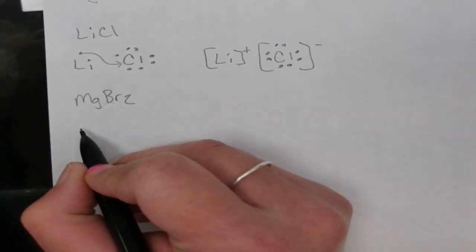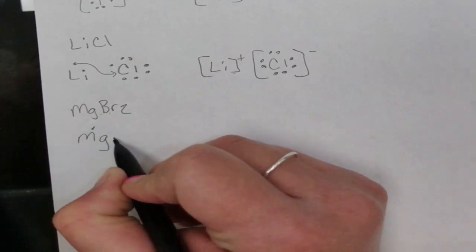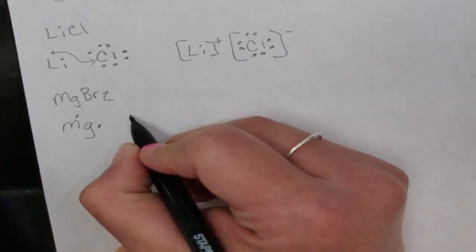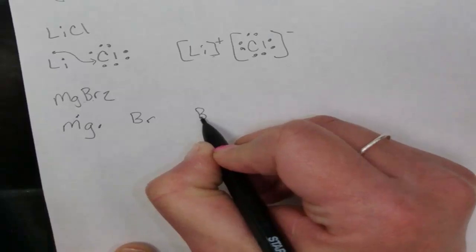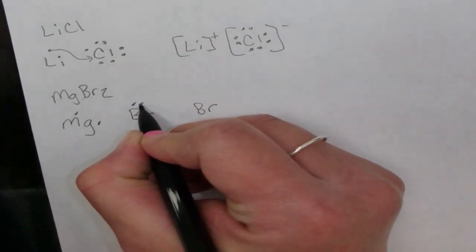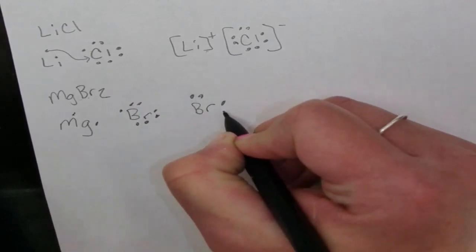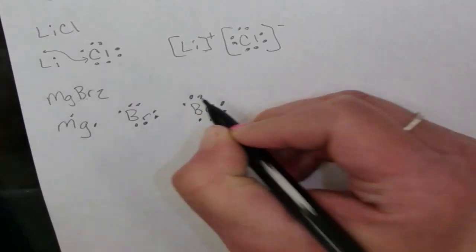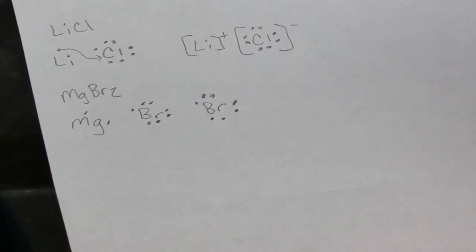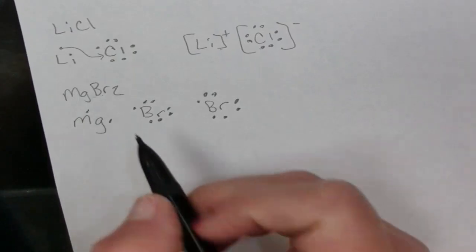So I'm going to draw magnesium, which has 2 valence electrons. And I have 2 bromines, so Br and Br, going to draw both of those. And bromine has 7 valence electrons, so I'm going to put in 7 valence electrons for each bromine. Now, if you are unsure of how I'm finding these valence electrons, you should go back and watch my video on valence electrons.